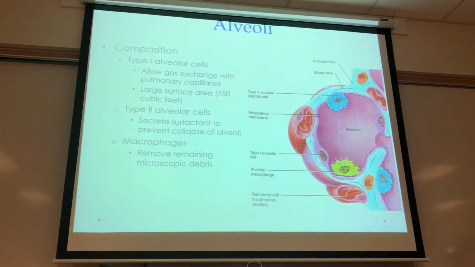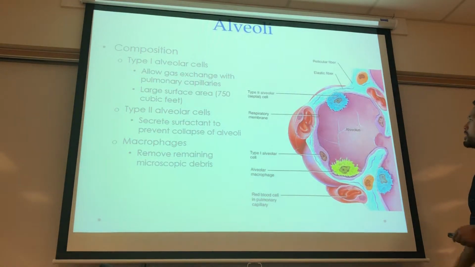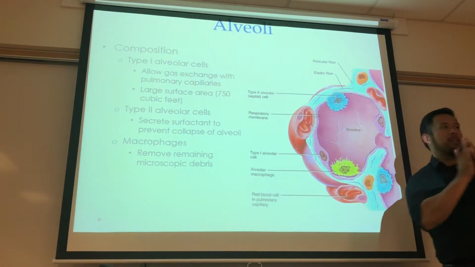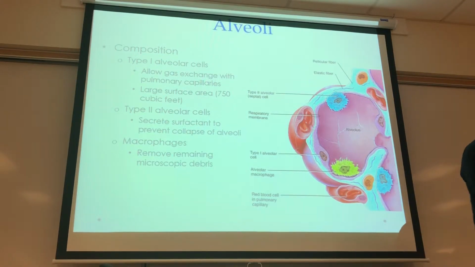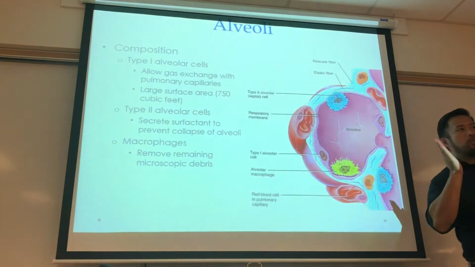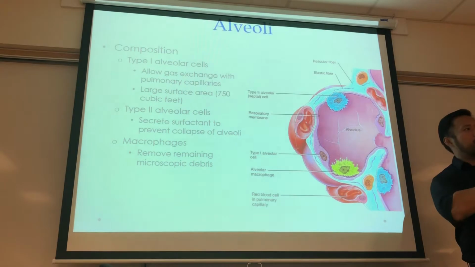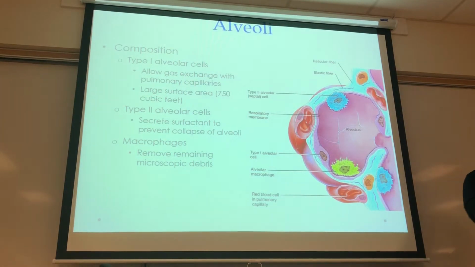The next thing is to take a look at the type 2 cells, which are simple squamous cells again, but they have a specific excretory function. Why? Because they secrete surfactant. Surfactant is something that's important to prevent the stickiness of the alveoli. So these tissues, since they're so close together, would normally want to stick together. If you press the alveoli together without surfactant, you'd have a difficult time trying to separate those back up to fill back with air.